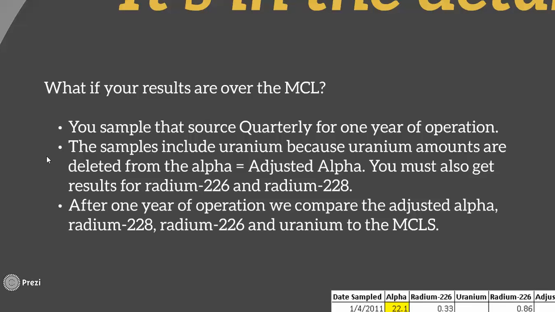The uranium is very important because what I can do with that uranium is I convert the uranium to picocuries per liter and I subtract that from the gross alpha result. That gives me an adjusted alpha result. And then I compare that adjusted alpha to the MCL. So that helps you out quite a bit. You want to make sure you get those radium results. So after a year of sampling for all of those 4 RADs for 1 year, I take the averages and I compare against the MCL.